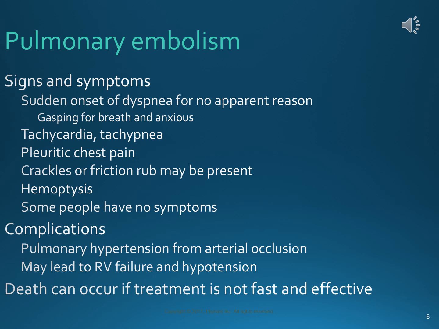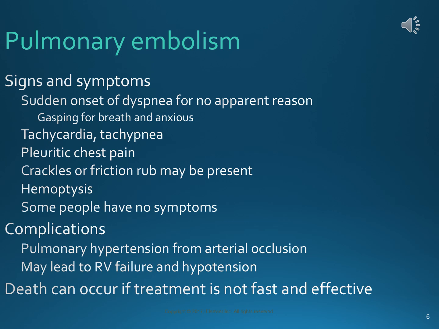Signs and symptoms of a pulmonary embolus are the sudden onset of dyspnea for no apparent reason. Just all of a sudden, the person starts gasping for breath and they are very, very anxious. They become tachycardic and tachypneic. They can have pleuritic chest pain. Remember, that's pain on inspiration, a really sharp pain. Sometimes you'll hear crackles. Sometimes you'll hear a friction rub, but not always. They can have hemoptysis, and interestingly enough, some people don't have any symptoms at all.